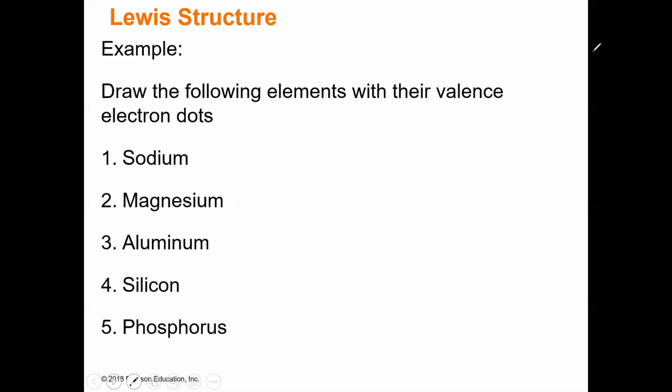Let's do the same thing for aluminum. The noble gas configuration is that we have neon. We have the 2 electrons in 3s2, and now we have 1 electron in 3p. So in total, we have 2 plus 1 electron, which equals 3 valence electrons. So for aluminum, its elemental symbol is Al, and then we'll draw the 3 valence electrons, still without pairing them up.